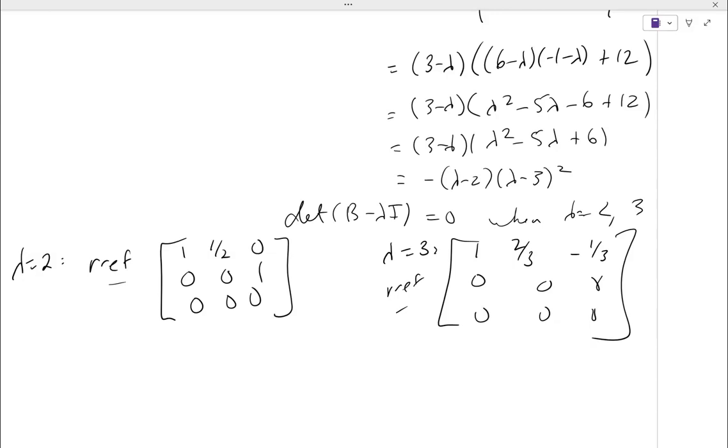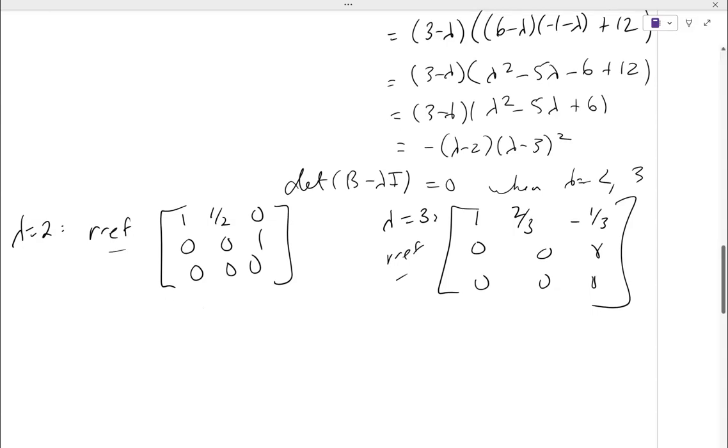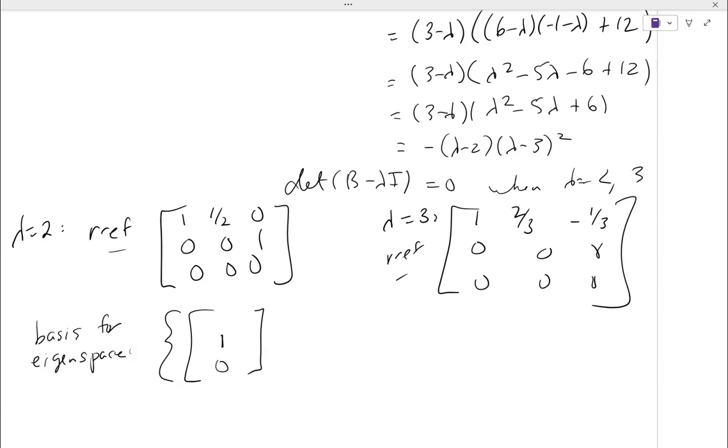So let's write down our basis for our eigenspaces. For this one, which variable is free? Yeah, x2 is free. What does x3 have to equal? Look at my x3. It has to equal 0, because there's a pivot in that column. Then our x1 is going to be negative a half of x2, correct?